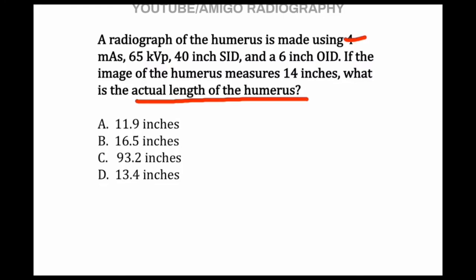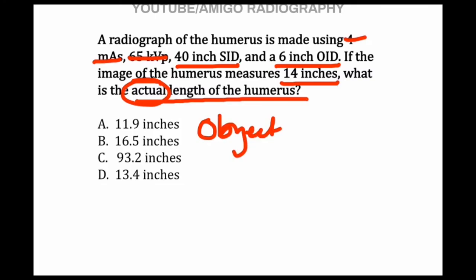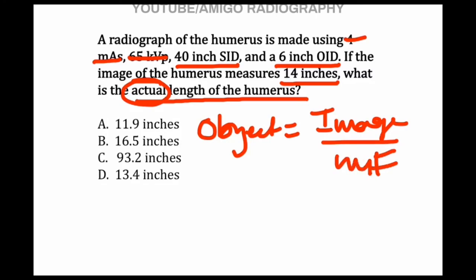We don't need to know what the mAs is. We don't even need to know what the kVp is. But we do need to know what the SID is and the OID, and it will become important what the measured size of the humerus is. So if we need to calculate the actual length of the humerus, in other words, the actual object size, we do have a calculation for that. The object is equal to the image divided by the magnification factor.